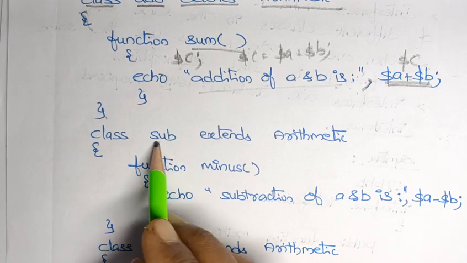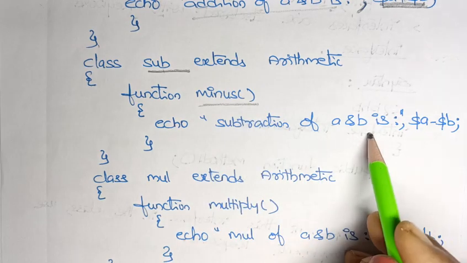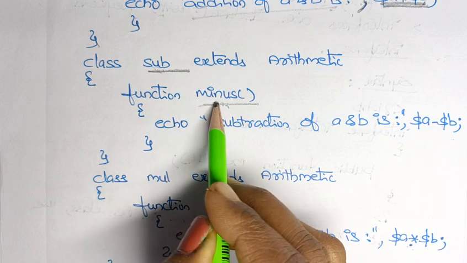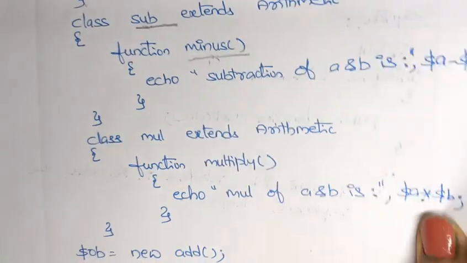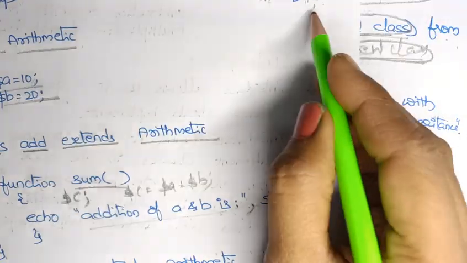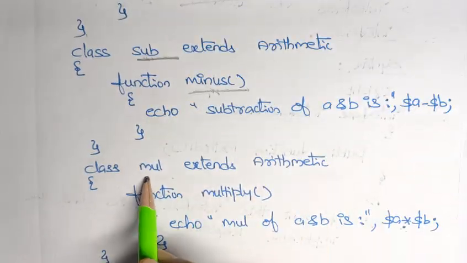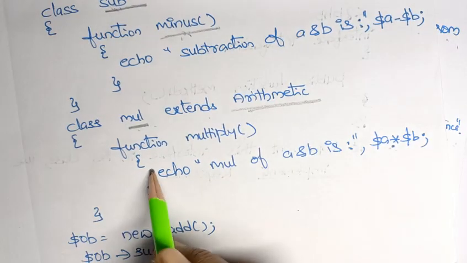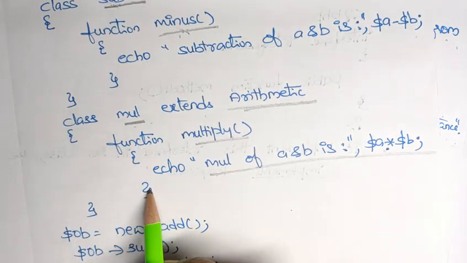In the same way, in the subtraction class I am using a minus function. Don't take the function name and class name as the same. Here sub I am taking, so here I am taking minus. Here add I am taking, so here I am taking sum. Like that you take. Next, another class we are taking is multiplication. This multiplication extends arithmetic. So here one more child I have taken, multiplication extends, the multiplication parent is arithmetic. Next, function multiply. In this function multiply, I am multiplying these two numbers. This function is closed, this class is closed.